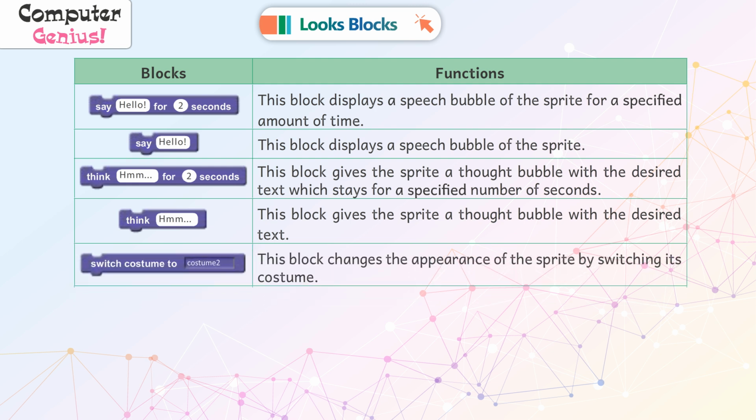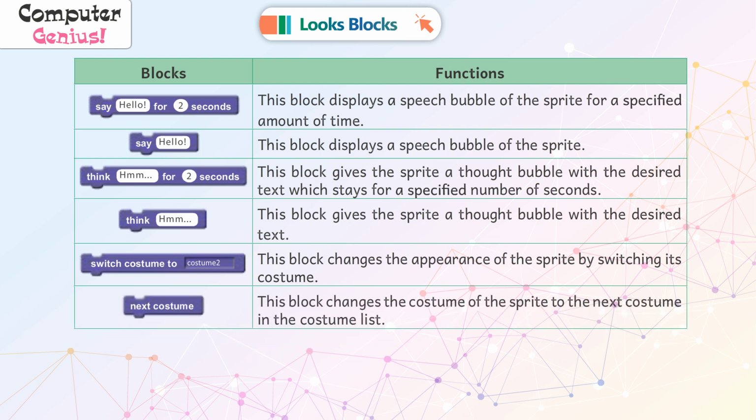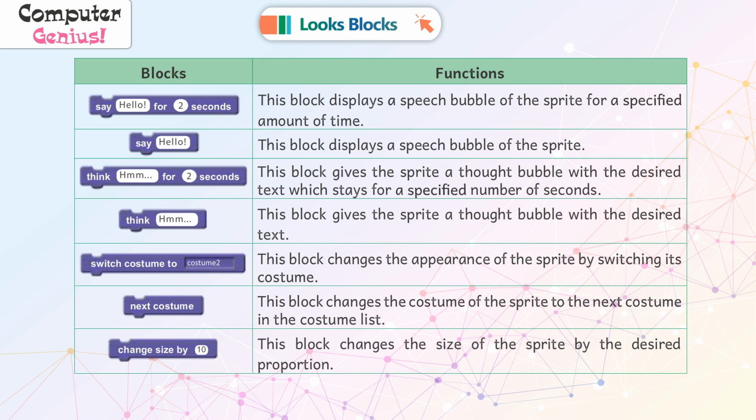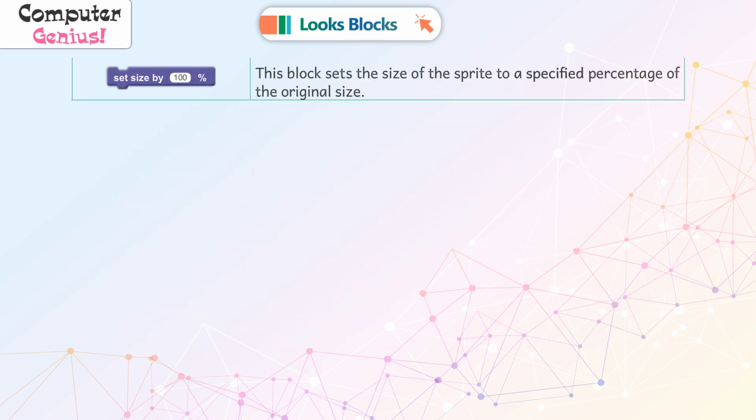Switch costume to. This block changes the appearance of the sprite by switching its costume. Next costume. This block changes the costume of the sprite to the next costume in the costume list. Change size by 10. This block changes the size of the sprite by the desired proportion. Set size to 100%. This block sets the size of the sprite to a specified percentage of the original size.